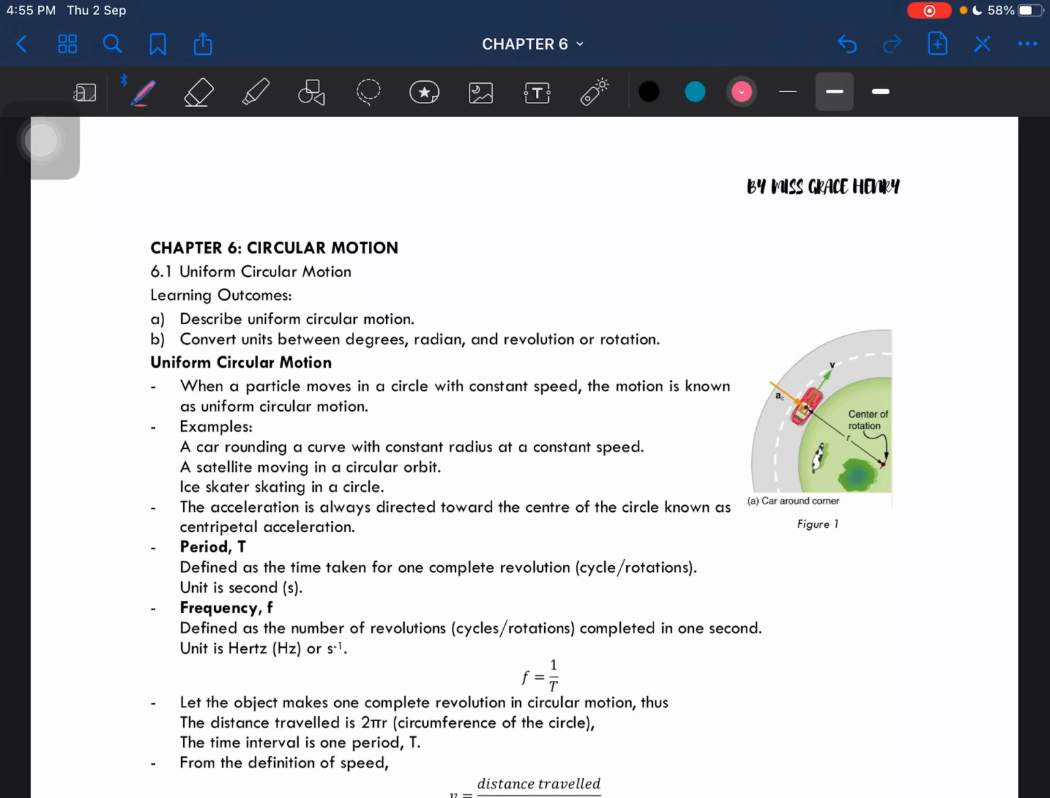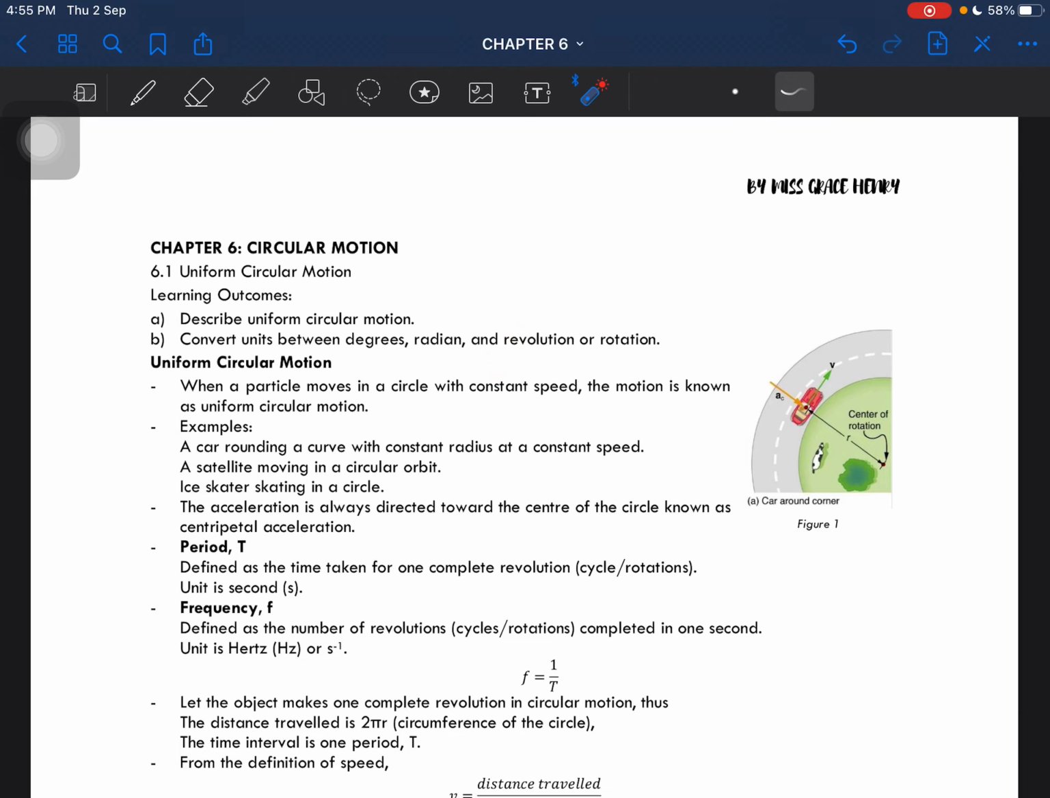Hello everyone, welcome back. Today we will be entering chapter 6, which is on circular motion. So there's two subtopics in this chapter, and the first one is on uniform circular motion. In this subtopic you have to be able to describe what is uniform circular motion and convert the units between degrees, radian, and revolution or rotation.